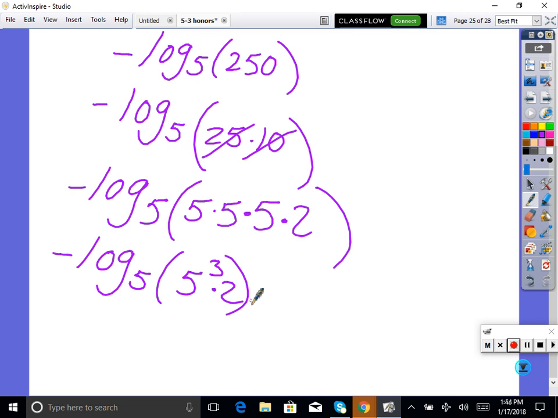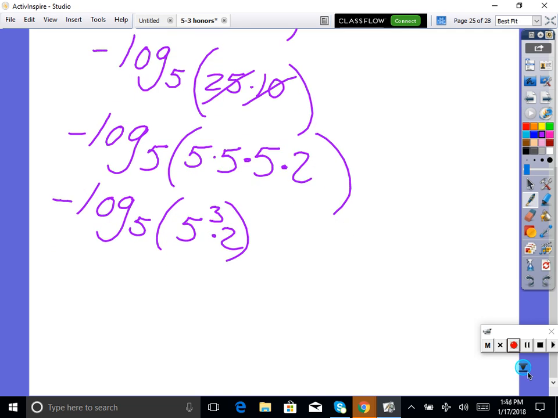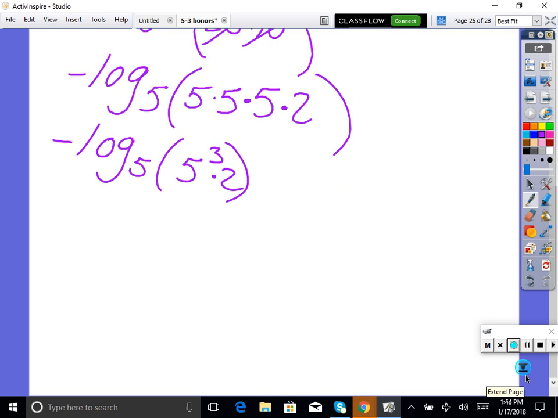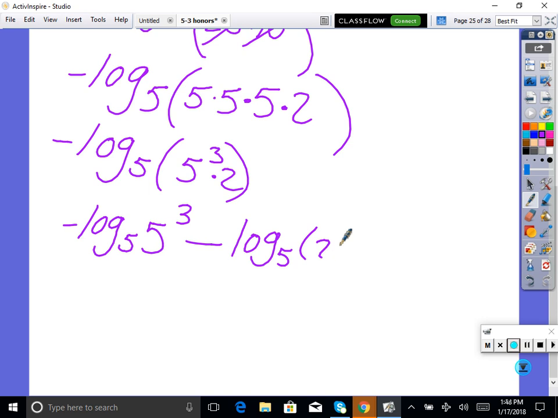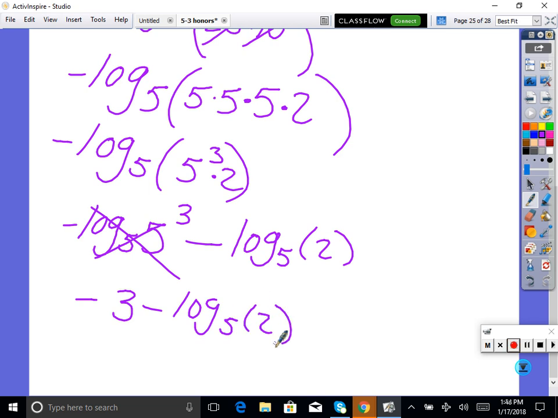Okay. So now, I'm almost there. I would say I have negative log to the base 5 of 5 cubed minus, because we got to distribute the negative, don't we? Minus log to the base 5 of 2. So then, our final answer would be negative 3 minus log to the base 5 of 2. Questions? Okay.